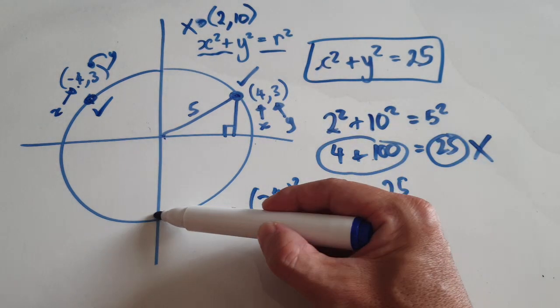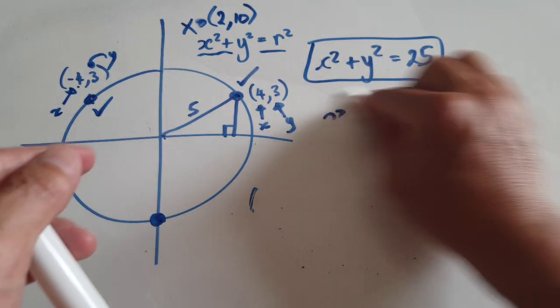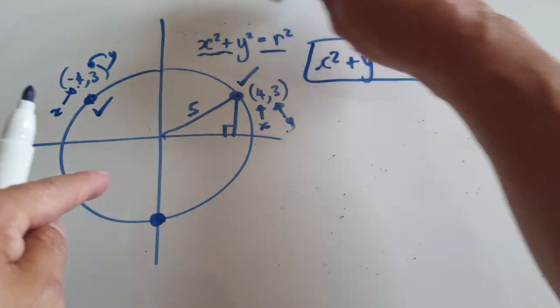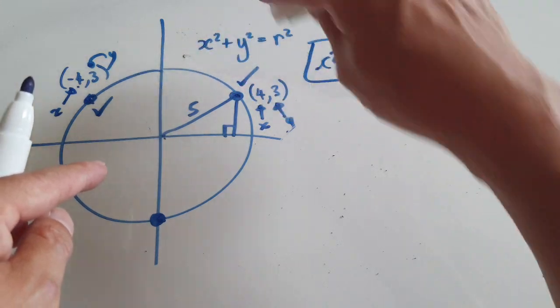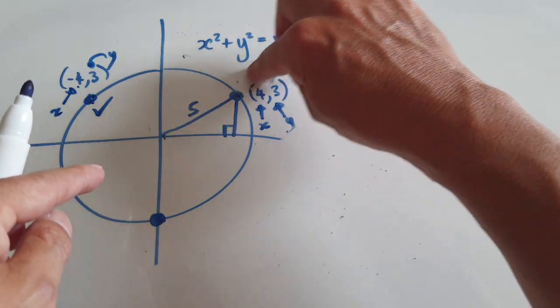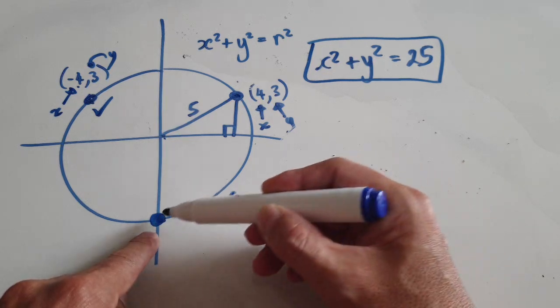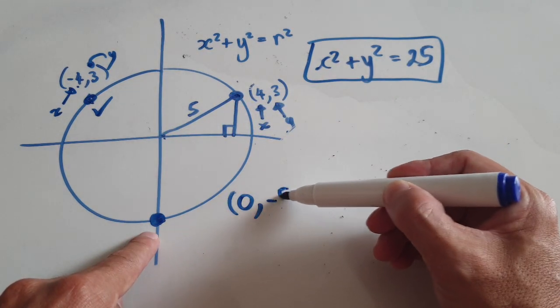If you randomly select this point here, let me clean this up. You see, every point on that circle will satisfy our equation because of Pythagoras. So let's randomly select this point here. The x coordinate would be 0 and then the y coordinate would be negative 5.